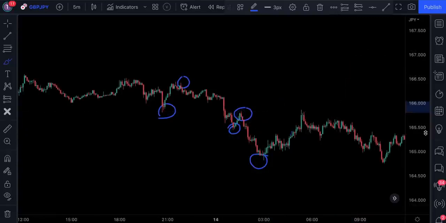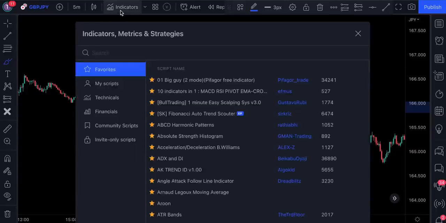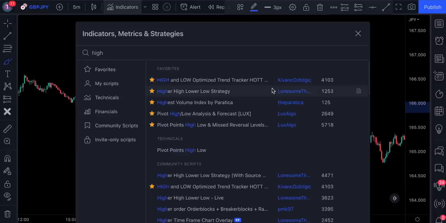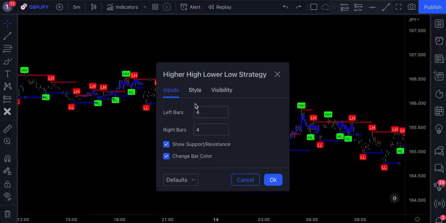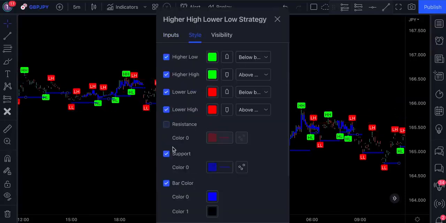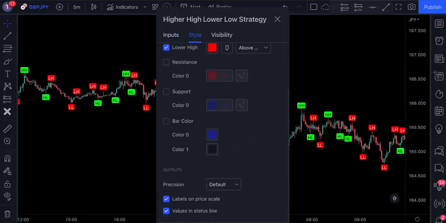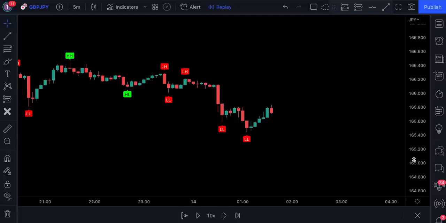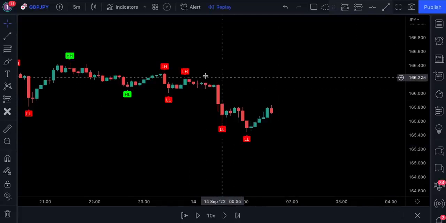If you're a beginner, you might be struggling with identifying the higher highs, lower lows, etc. So in order to make it easier for you, you can add an indicator called the higher high, lower low strategy. This indicator by Lonesome the Blue. As we can see, this indicator accurately identifies the lows and highs in the market. This tool is very useful because it takes the guesswork out of the game.